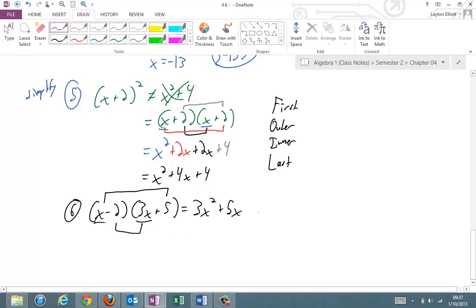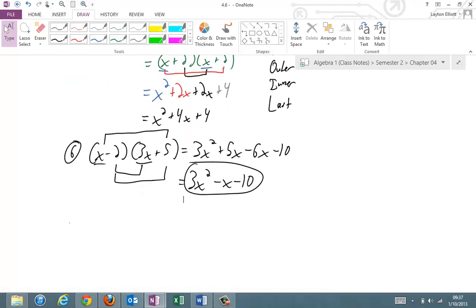Inner is negative 2 times 3x. And then the last is negative 10. 3x squared minus x minus 10. It is a lot quicker than using the distributive property, and as we know, quick is good.